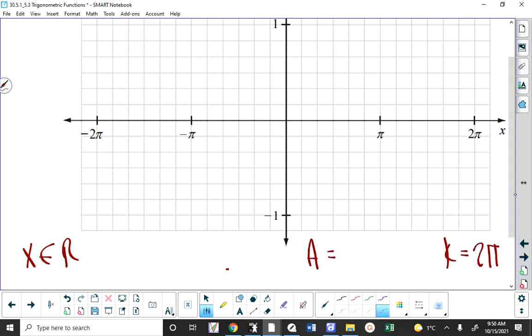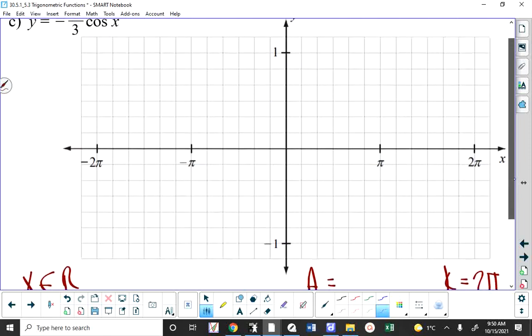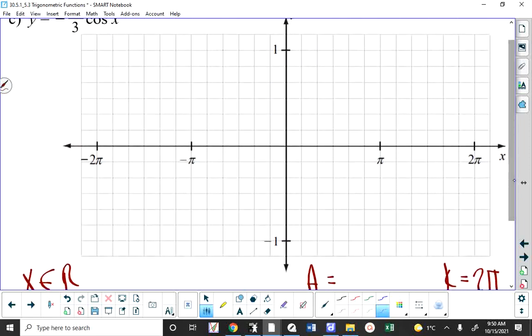Can somebody explain why I know the period of this graph will be 2 pi? Or better yet, maybe, explain to me why the period doesn't change, because it will in some cases. Farhan? Right. a is the only parameter that's been introduced here that's different. a is a vertical parameter. It stretches it vertically. It doesn't do anything horizontally.